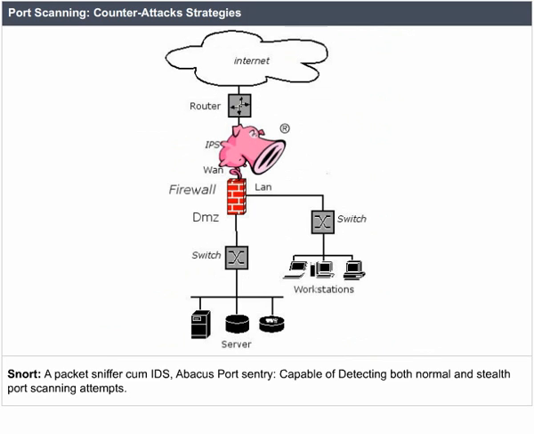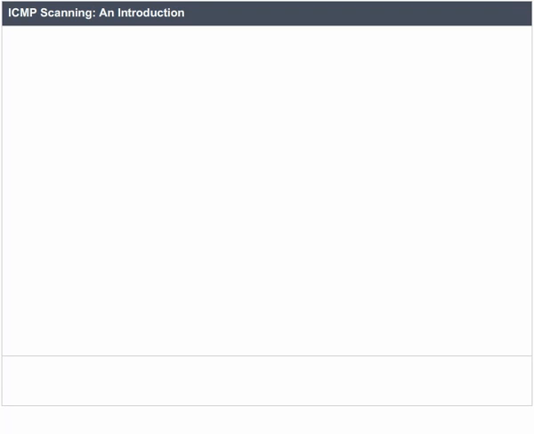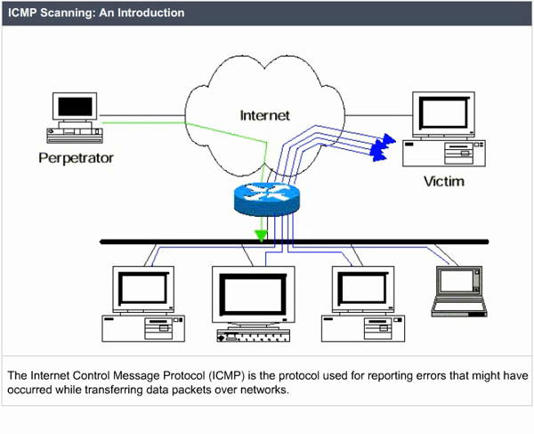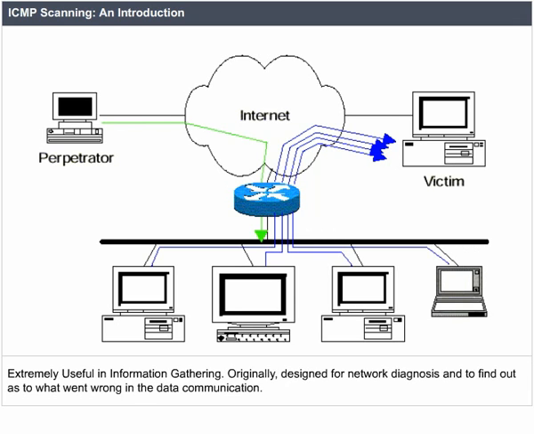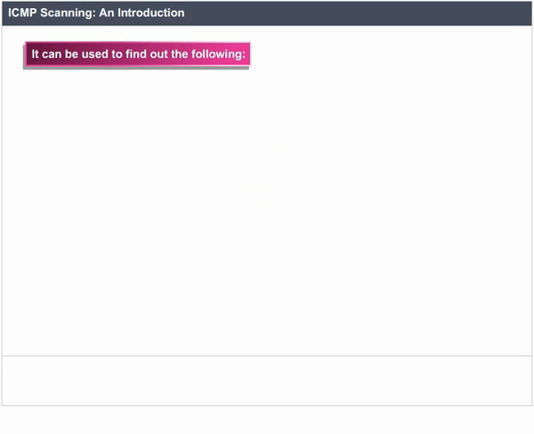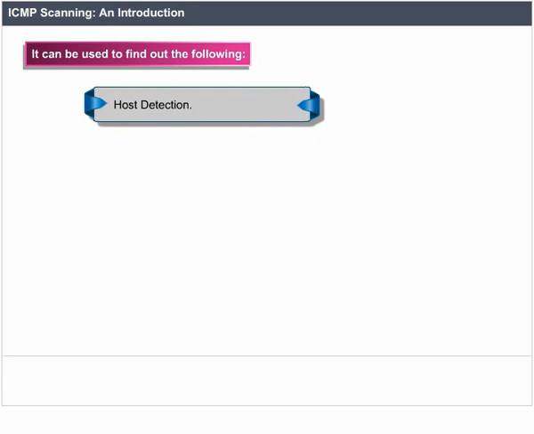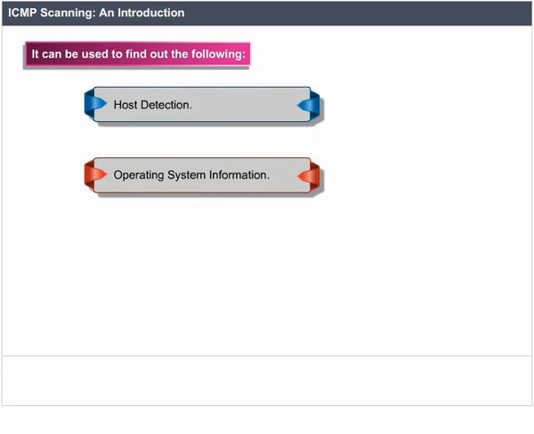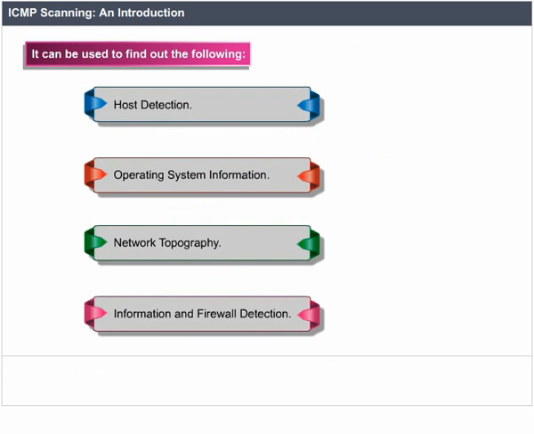ICMP scanning and introduction. The Internet Control Message Protocol, ICMP, is the protocol used for reporting errors that might have occurred while transferring data packets over networks. Extremely useful in information gathering, originally designed for network diagnosis and to find out what went wrong in the data communication. It can be used to find out the following: host detection, operating system information, network topography information, and firewall detection.